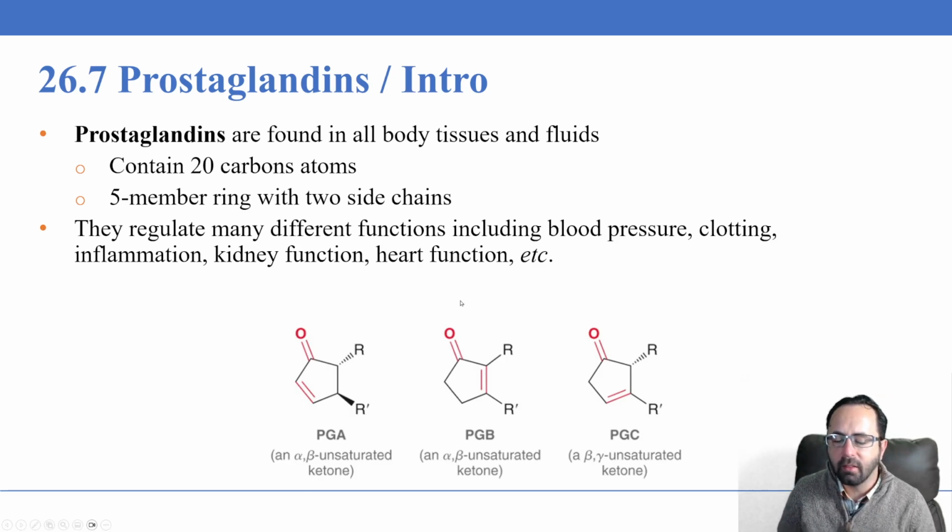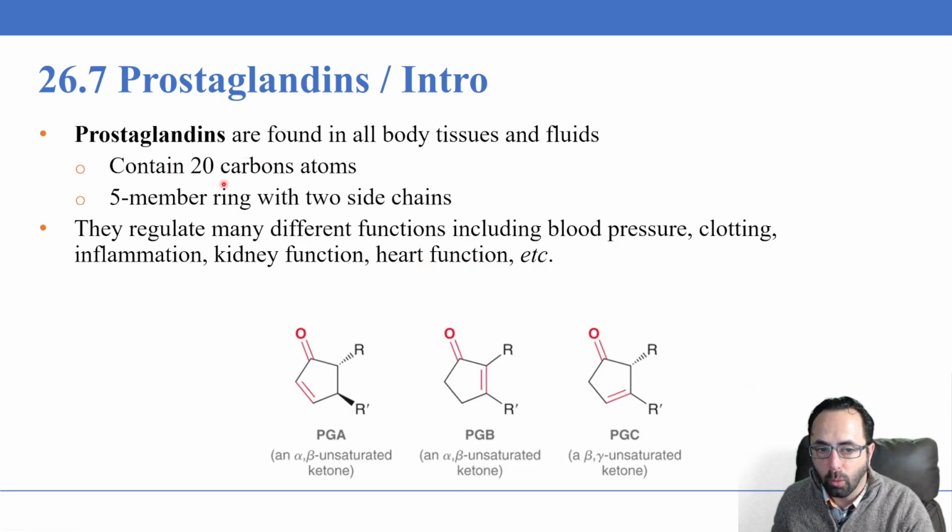So that's steroid hormones. Now let's talk about prostaglandins, another type of lipid. Prostaglandins are found in all body tissues and fluids. They're generally associated with inflammation, but they are also associated with other functions, including controlling blood pressure, clotting, kidney function, heart function, and so forth. They contain 20 carbon atoms, and they have a 5-membered ring with 2 side chains. Those are the key features to look out for when identifying prostaglandins.